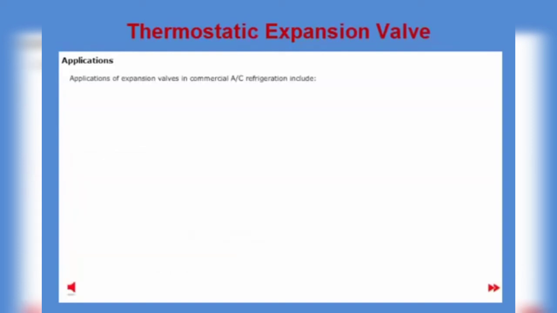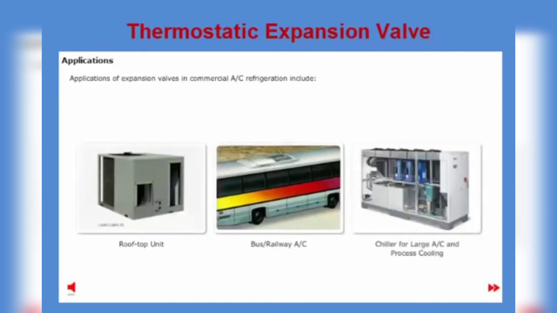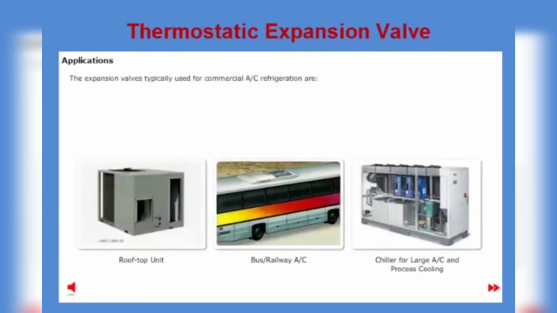Typical applications for expansion valves in the commercial AC refrigeration section include AC rooftop units, bus or railway AC systems, and chillers for large AC systems and process cooling. The expansion valves typically used for commercial AC refrigeration are T2, TE2, TU-TC, TGE, and PHT.